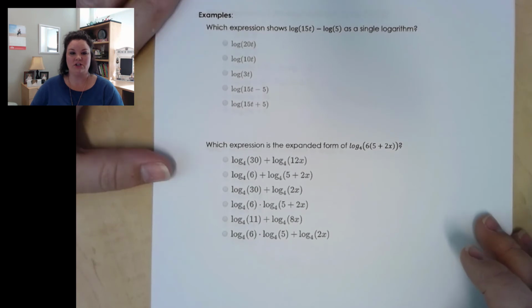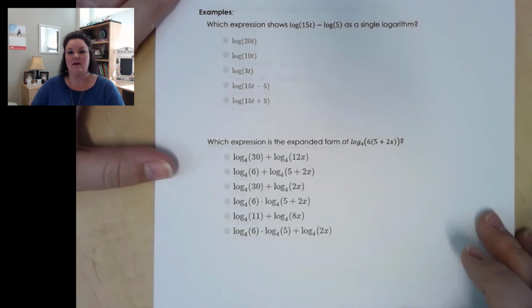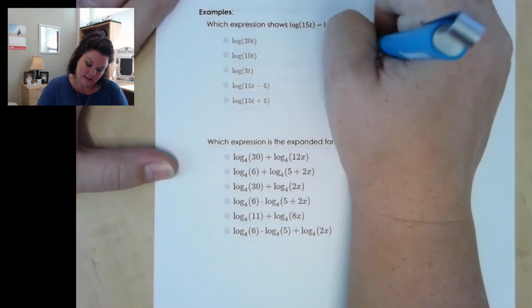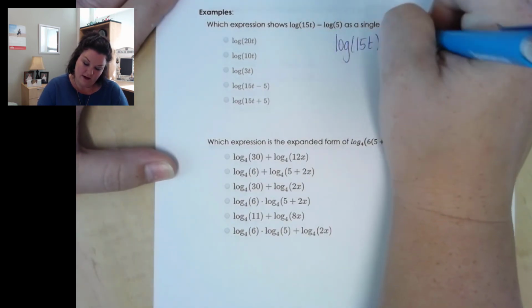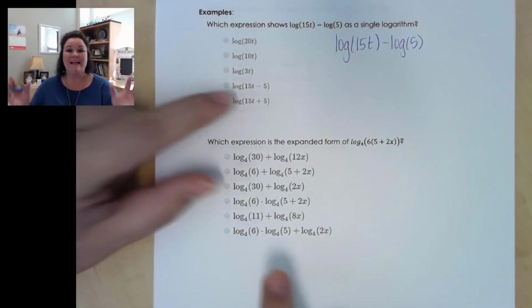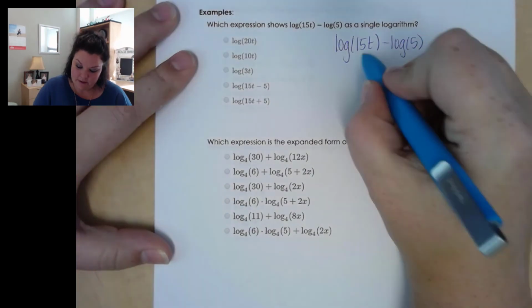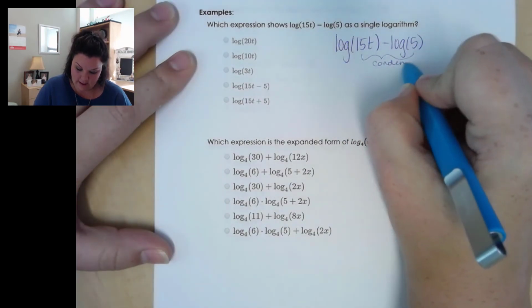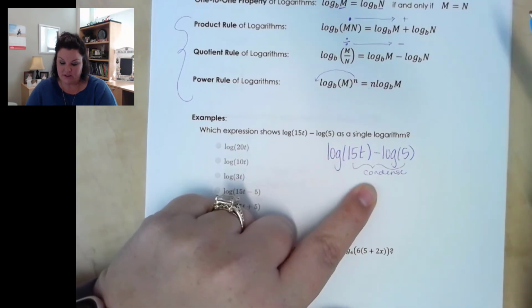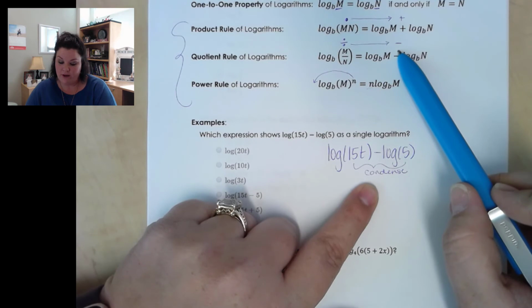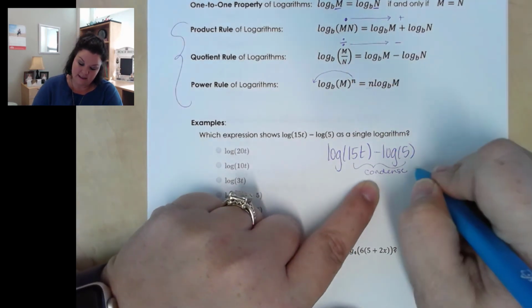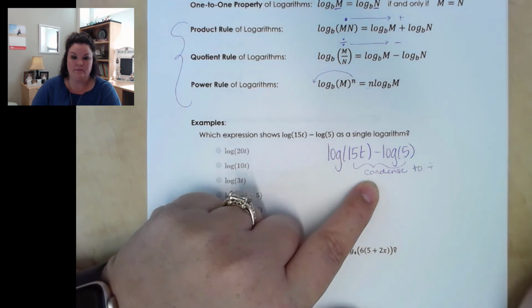Okay, all right, so let's go ahead and look at some examples. This says, which expression shows log 15t minus log 5? So if I have log of 15t minus log of 5, and notice my choices here all have one log. So I want to condense this, okay? So I want to condense, and since it is a subtraction, right, we get subtraction from starting off with a division inside our log, okay? So I'm going to say condense to division, okay?